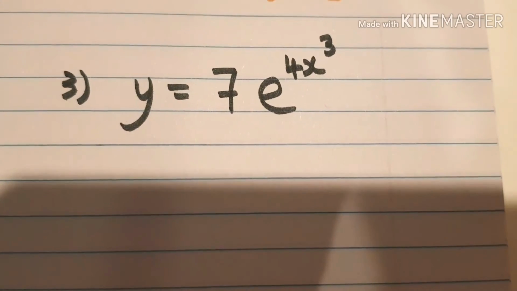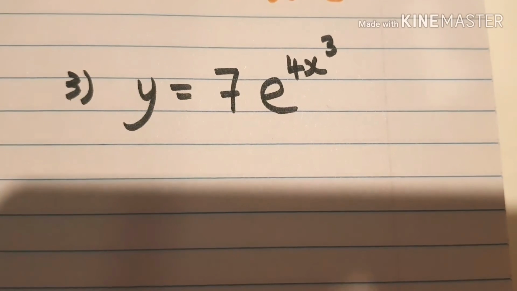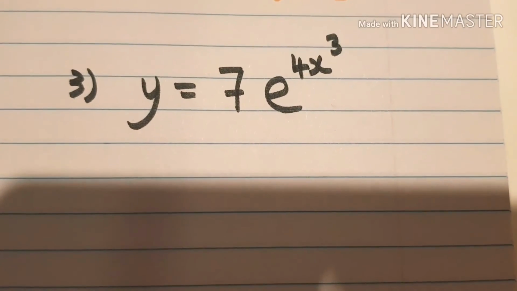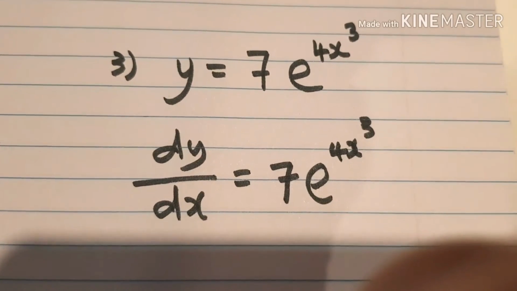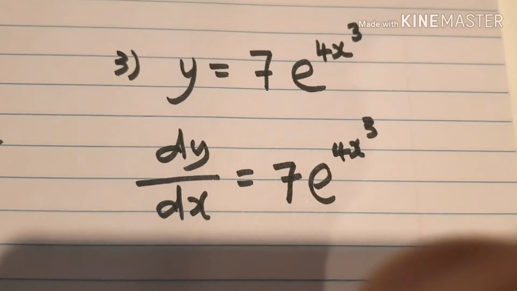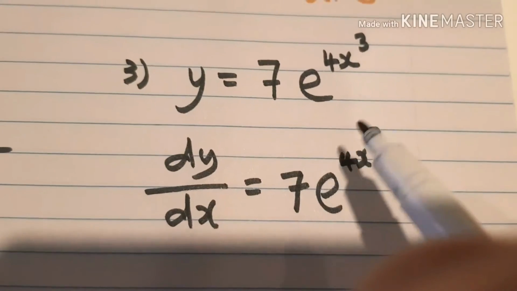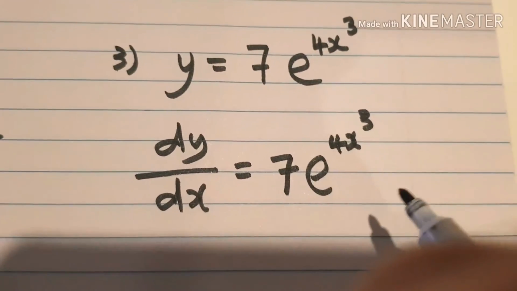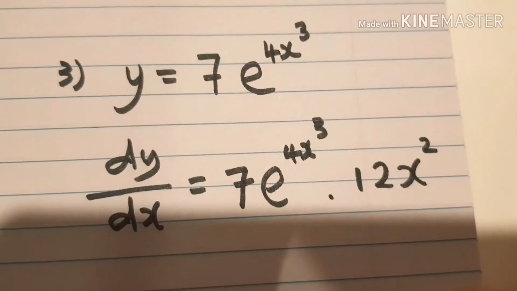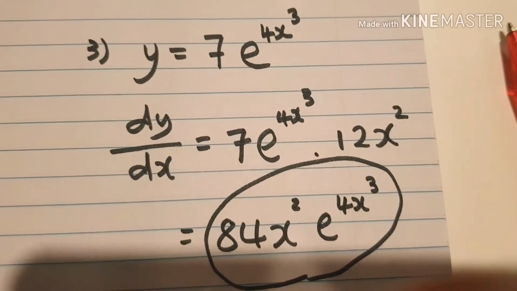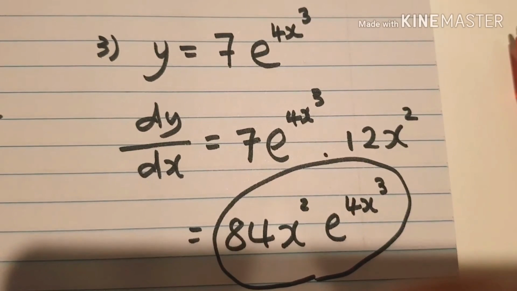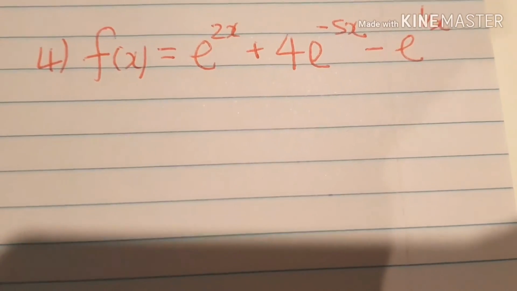Then what about this question? 7 is just a number in front. Even though I differentiate it, it will still stay the same, and I just need to differentiate the power and multiply it again. Then I'll just write the final answer. Here you go.